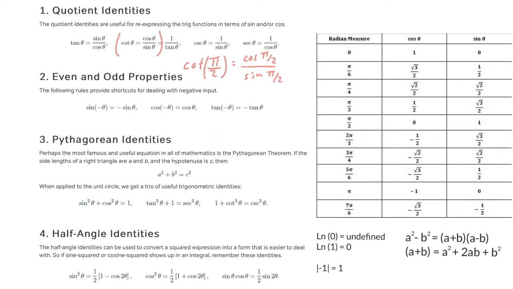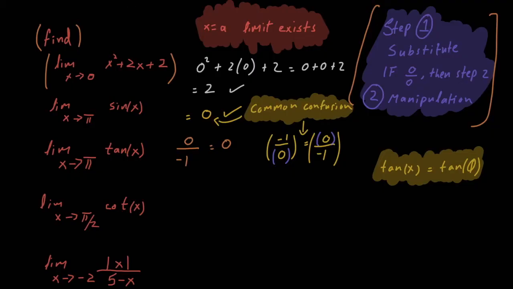cos of pi over 2 divided by sine of pi over 2. From the table, we can see that cos of pi over 2 is simply 0, divided by sine of pi over 2, which is 1. So 0 over 1. So we got 0 divided by 1, which is simply 0. The limit does exist and it is 0.